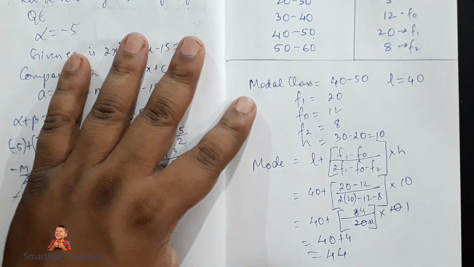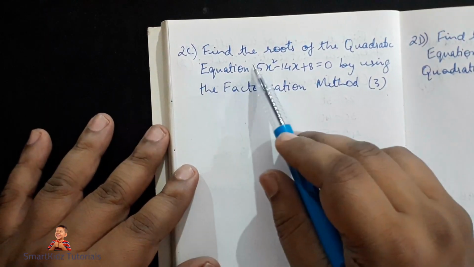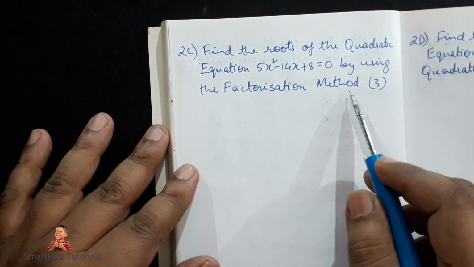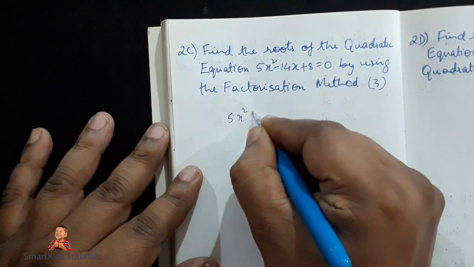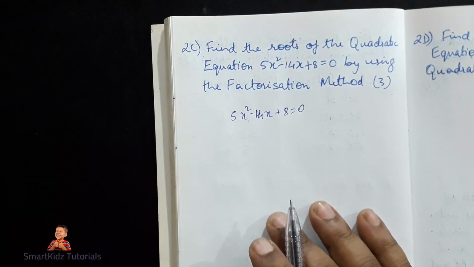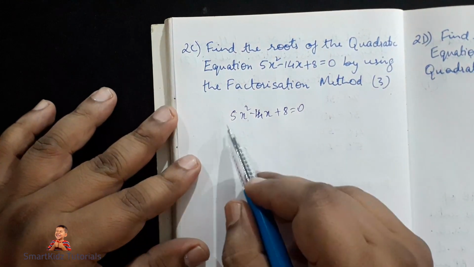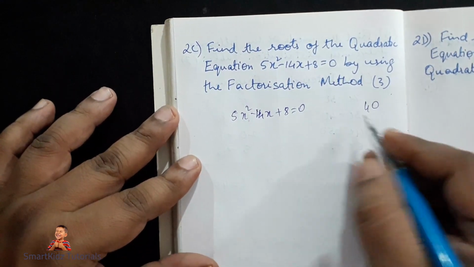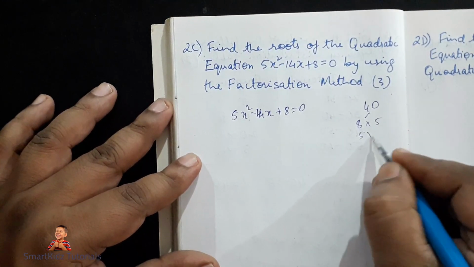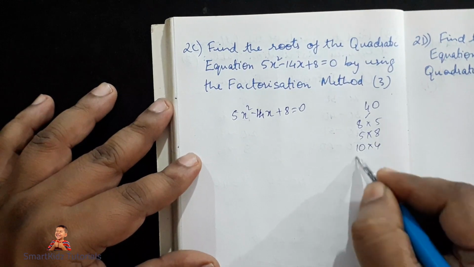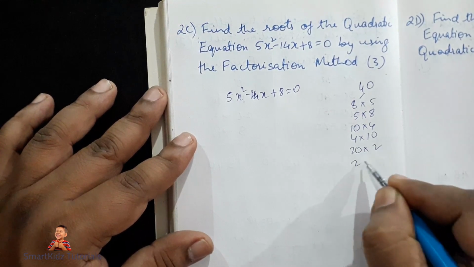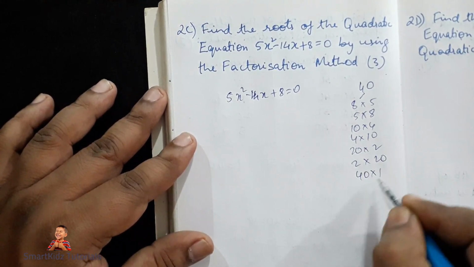Okay, next question. 2C, find the roots of the quadratic equation 5x square minus 14x plus 8 by using the factorization method. 5x square minus 14x plus 8 equal to 0. So 8 into 5 is 40. The various ways we can get 40 are 8 into 5, 5 into 8, 10 into 4, 4 into 10, 20 into 2, 2 into 20, 40 into 1, 1 into 40.